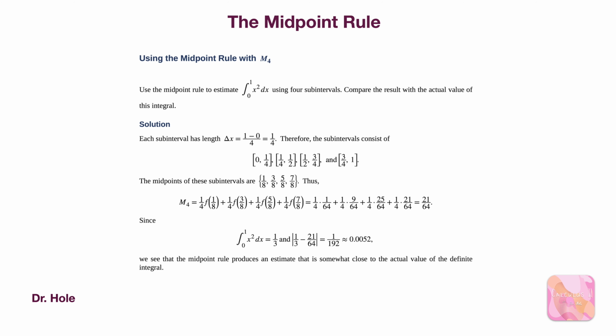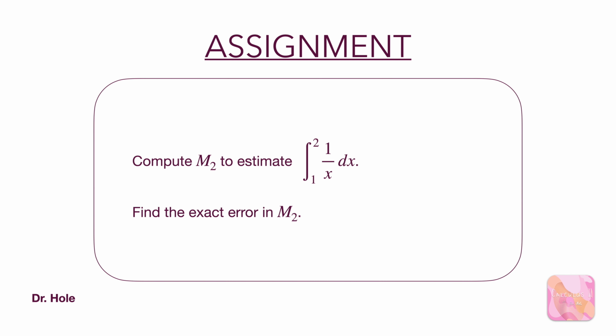Excellent. So here's an assignment for you. Repeat the exercise that we just did to estimate the definite integral from 1 to 2 of the reciprocal function 1/x. Compute M sub 2 to find an approximate value. Compute this out by hand, and then look at the difference of the 2 values that you compute.